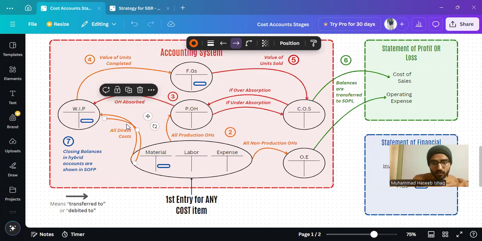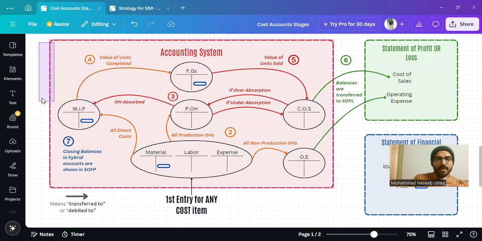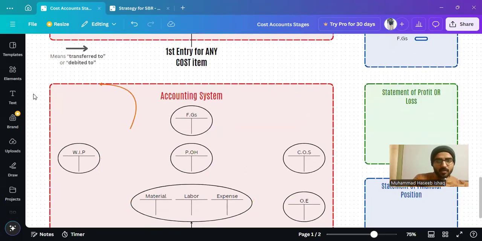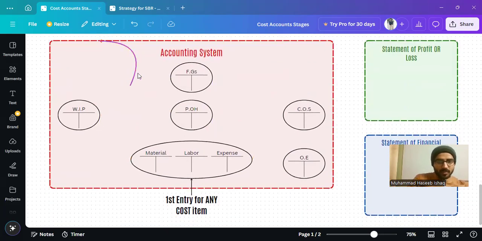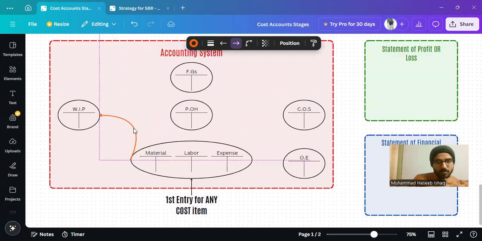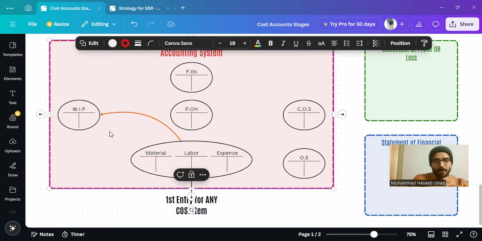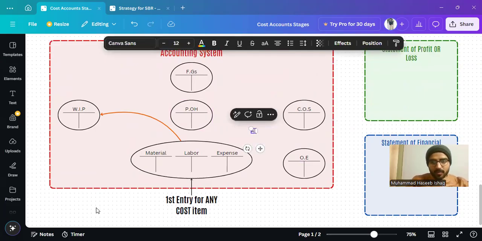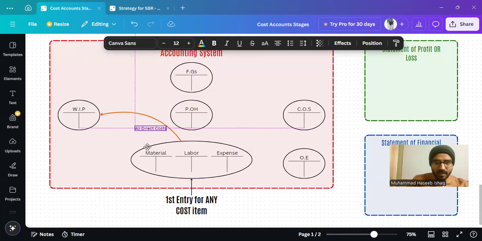If I didn't tell you before at the start, this is how it is going to look at the end of the topic. All the direct costs are going to be debited to the work in progress account. So I can just edit it here. All the direct costs, you have to remember, are going to be transferred to the work in progress account from the material, labor, or expense account.